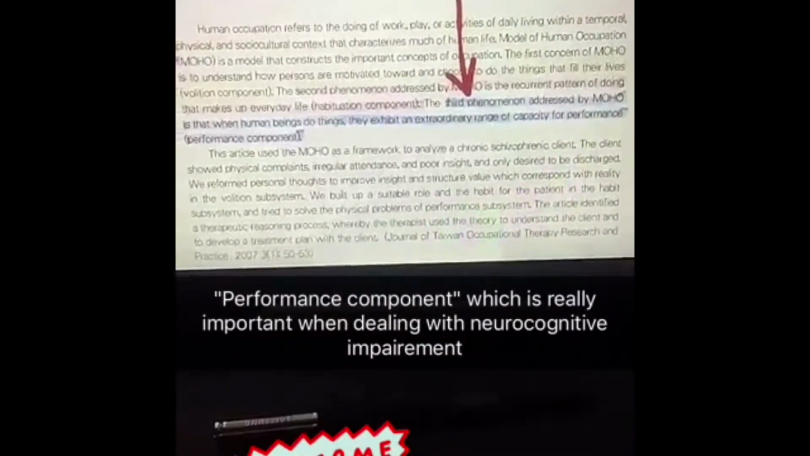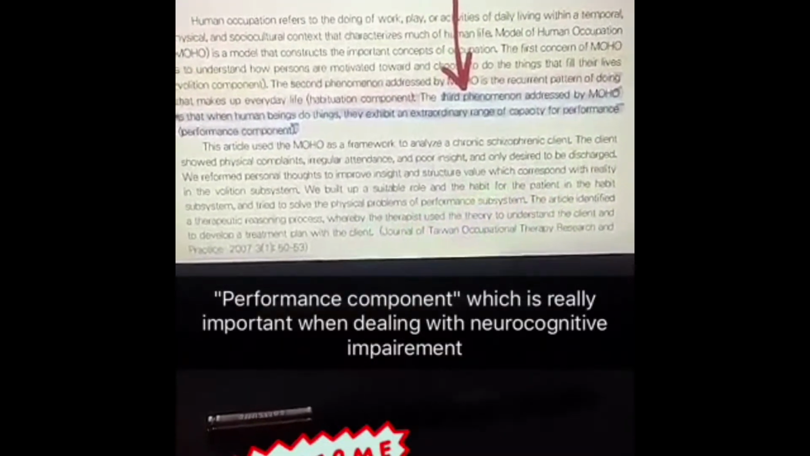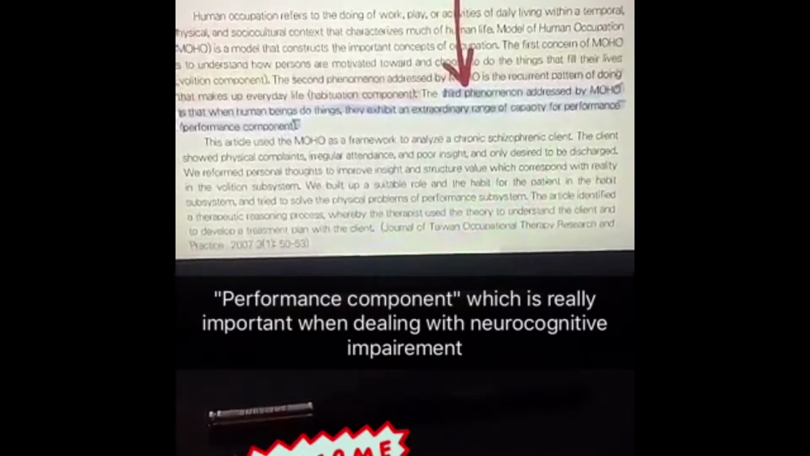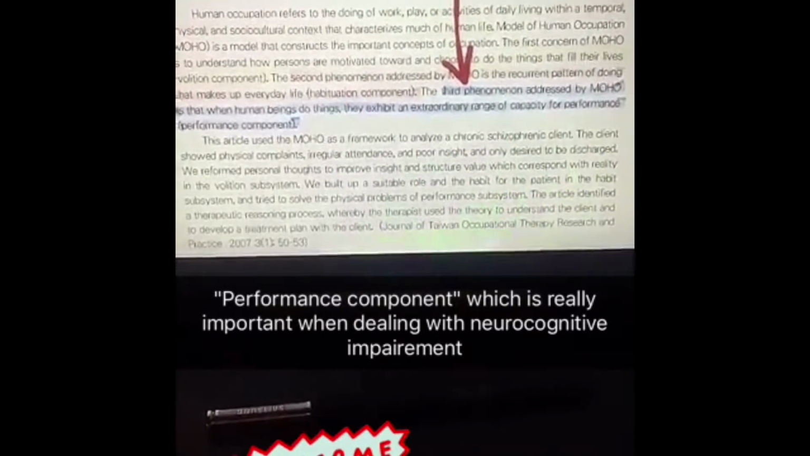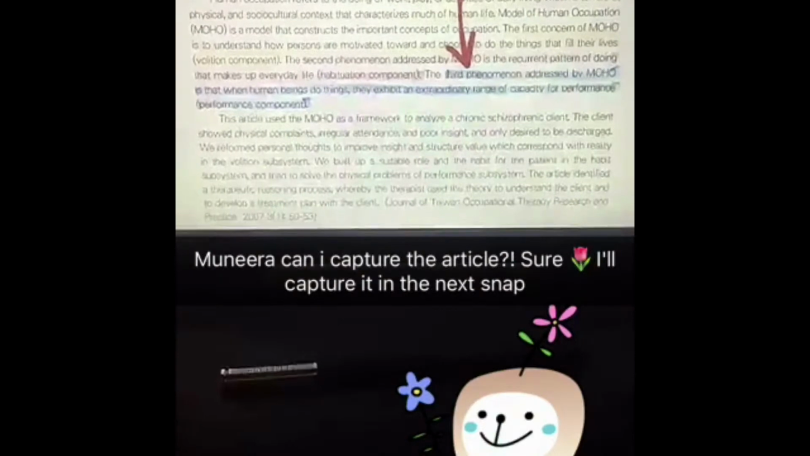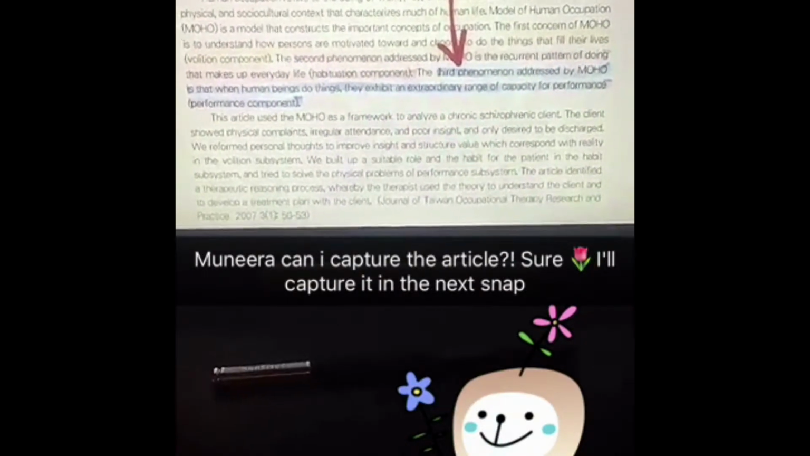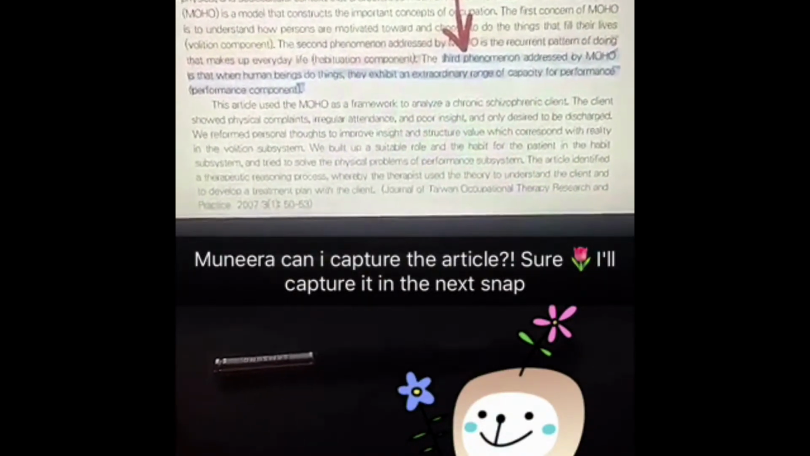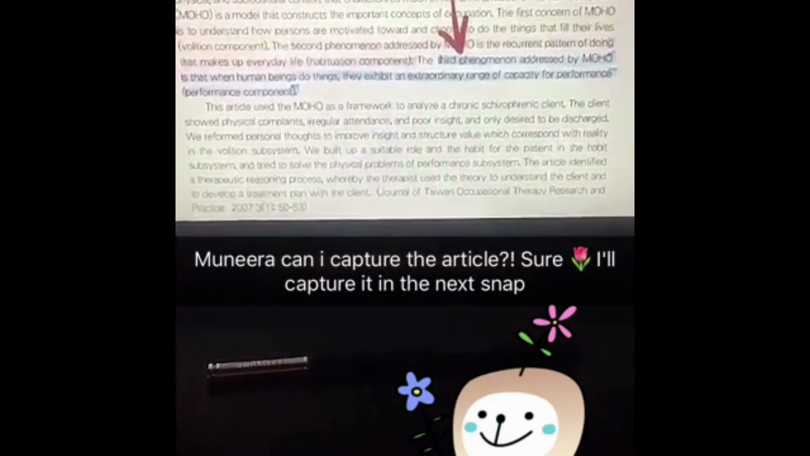The third phenomenon addressed by MOHO is that when human beings do things, they exhibit an extraordinary range of capacity. So MOHO is really important when dealing with schizophrenic patients as an approach that we use.